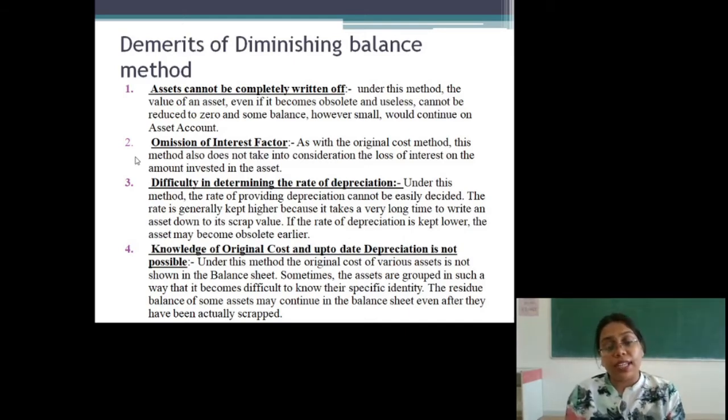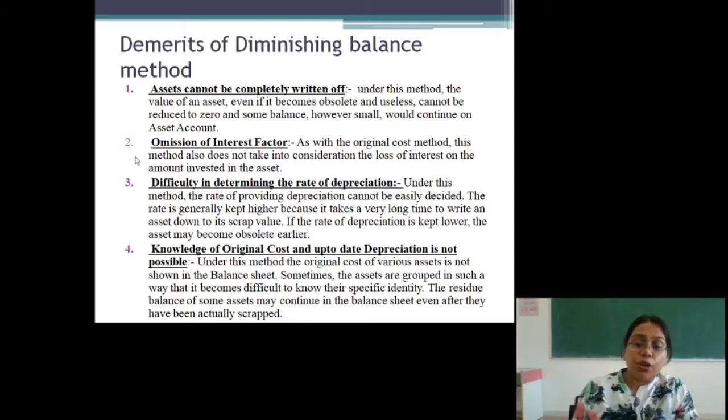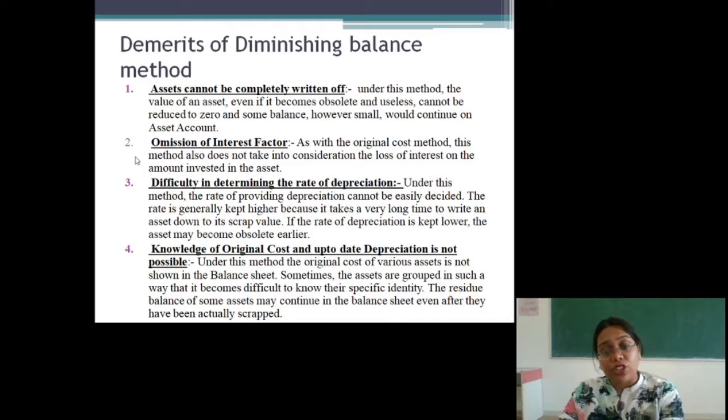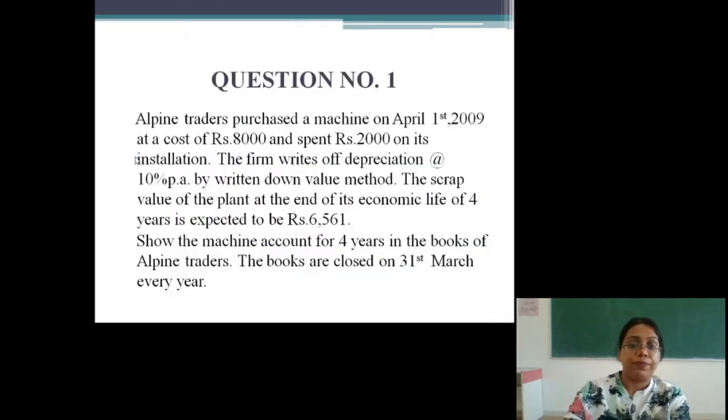Knowledge of original cost and up-to-date depreciation is not possible. Under this method, the original cost of the asset is not shown in the balance sheet. Sometimes the assets are grouped in such a way that it becomes difficult to know the specific identity of that particular asset. The residue balance of the assets may continue in the balance sheet even after they have actually been scrapped.